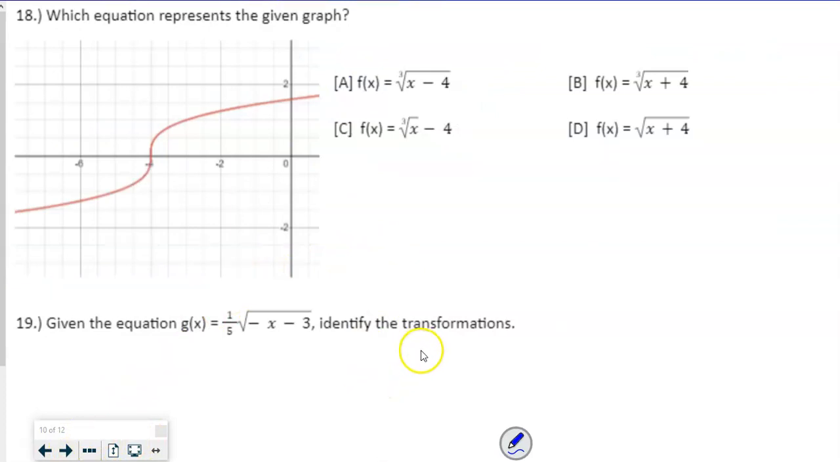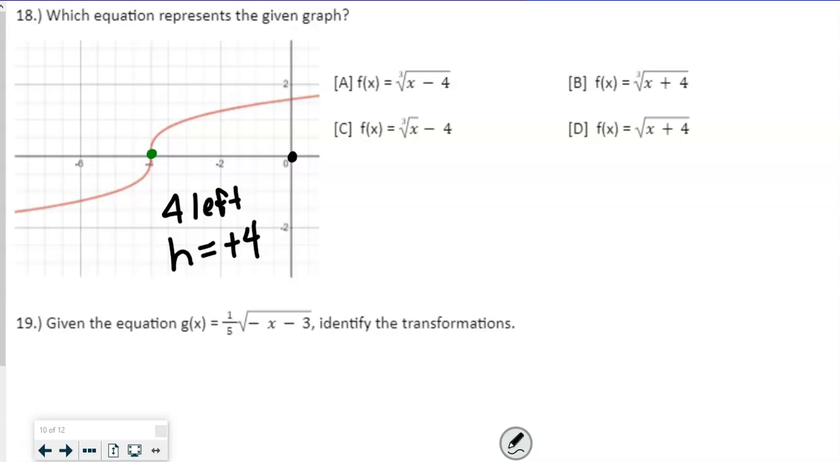Which equation represents the given graph? Okay, so this is a cube root function. So remember, this point right here would normally be, because it's where the graph goes up and down, or down and up, doesn't matter which one, but where it transitions, okay? That would normally be over here. So that means it moved how far? Didn't it move 4 to the left? Which would be what? That would be H, and H would be a minus 4, which means when we put it in the equation, it would be a plus 4, right? So what we're looking for is an H with a plus 4.